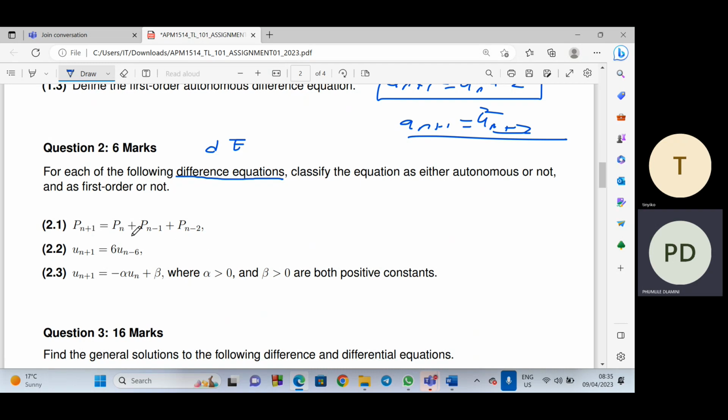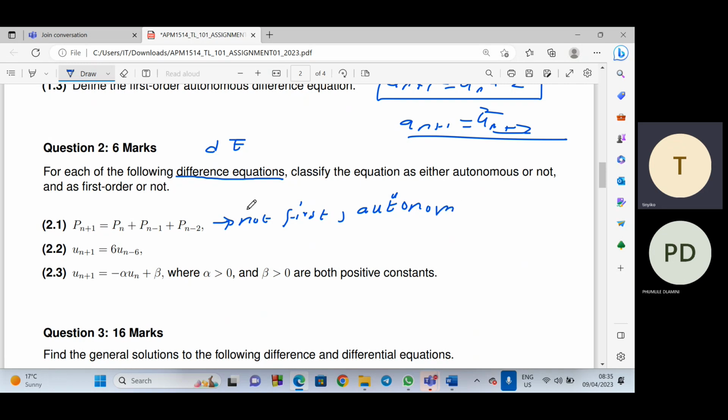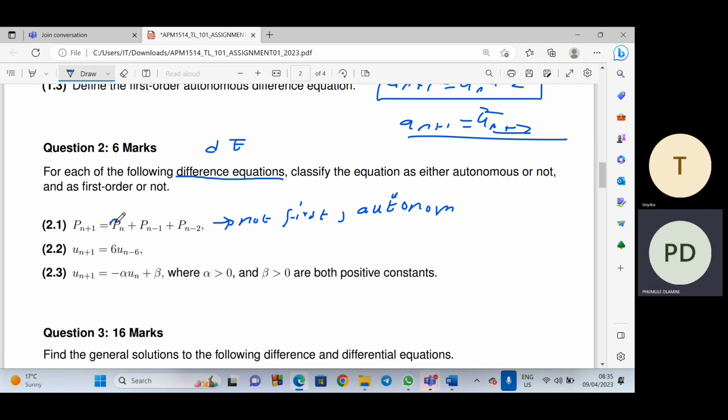So in this equation here, this equation is not a first order. When it's not a first order, this equation has a_n not multiplied by n. But this equation is autonomous, because you multiply P_n, a_n times P_n. So that's why it's autonomous. a_n is something like a constant.